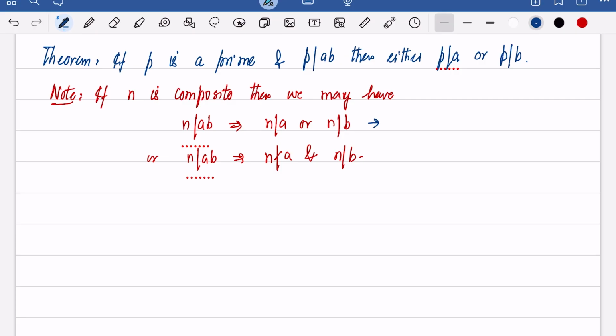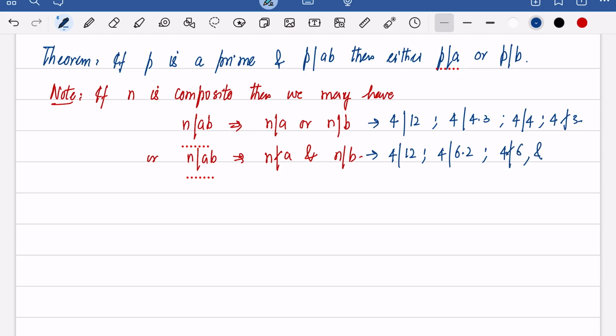Now let's write here. We can suppose 4 divides 12, then 4 divides 4 into 3. So here 4 divides 4, 4 does not divide 3. So we have one condition that 4 divides 4, but we can have the situation like this: 4 divides 12, then we can write 4 divides 6 into 2. Now 4 does not divide 6 and 4 does not divide 2. So this is the main thing that we want to note here. This actually is not true for composite numbers, that if p divides ab, then either p divides a or p divides b.